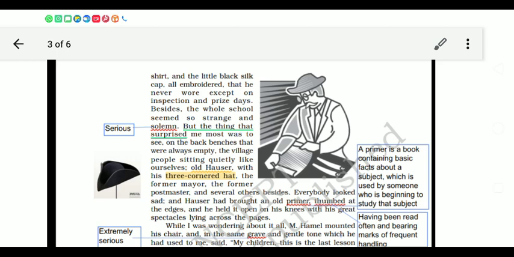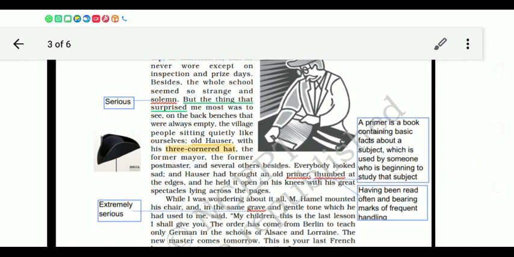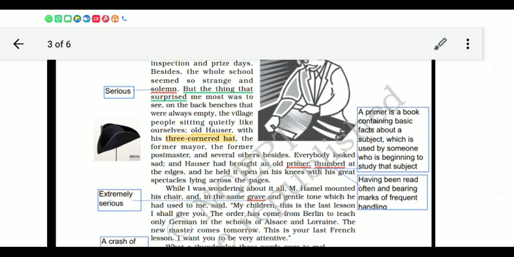Solemn is serious, as everything was serious, solemn in the school on that last day. Primer: a book containing basic facts about a subject, used by someone who is beginning to study that subject, or you may say study notes having basic facts. Grave: extremely serious. Here it stands for the tone of the teacher, as in a grave and gentle tone. Very seriously he speaks.